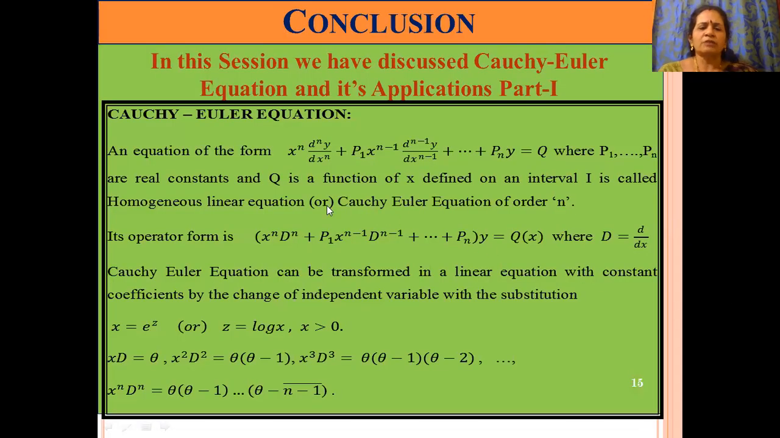With this, we are going to close this session. In this session, we have discussed the Cauchy Euler equation and its application, part 1. So this is the Cauchy general equation. In that, we have written the operator form. From that operator form, we write one by one: x is equal to e power z, xD is equal to theta, x square D square is equal to theta into theta minus 1, x cube D cube is equal to, this is a value, and so on. Generally we will have a second degree equation, so we are going to use up to the x square D square value.